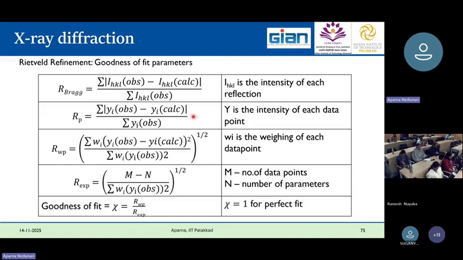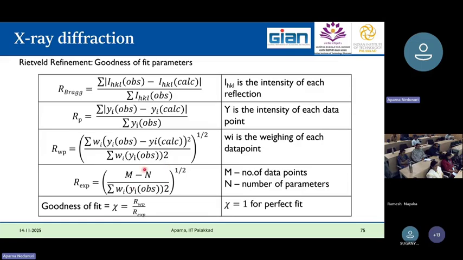If we consider that and if we provide some weight for that, then we'll have a weight factor. Then we have Rwp, which is the residual of weighted profiles, which is equal to sigma of yi observed minus yi calculated squared, by sigma of yi observed squared. And then we have Rexp. Rexp involves M minus N, where M is the number of data points that we are considering for the refinement, and N is the number of parameters that we have refined.